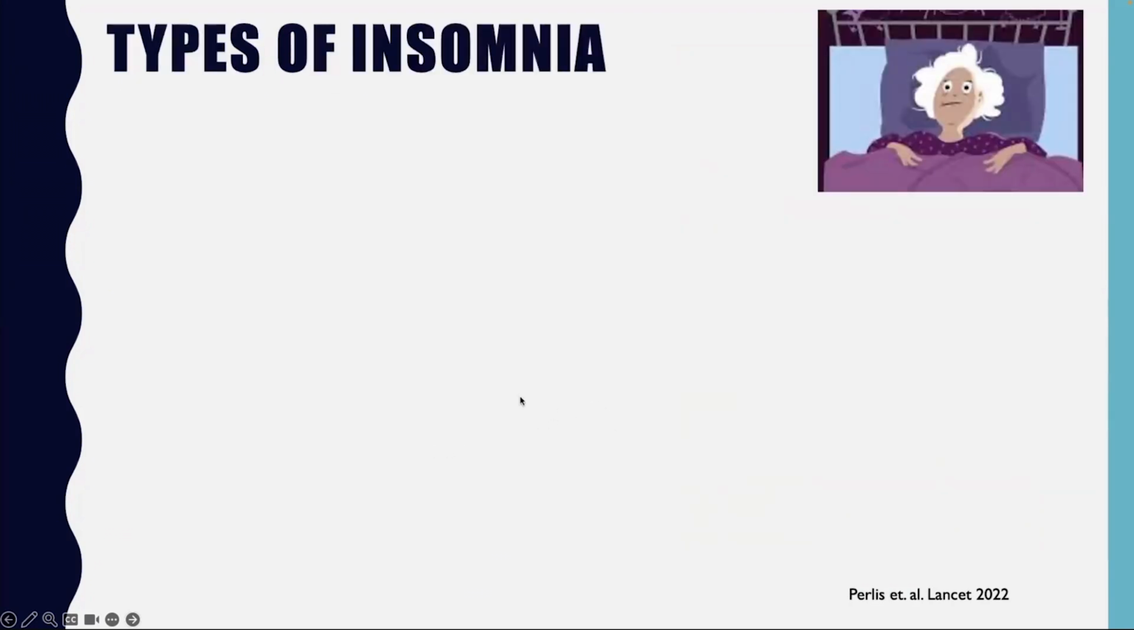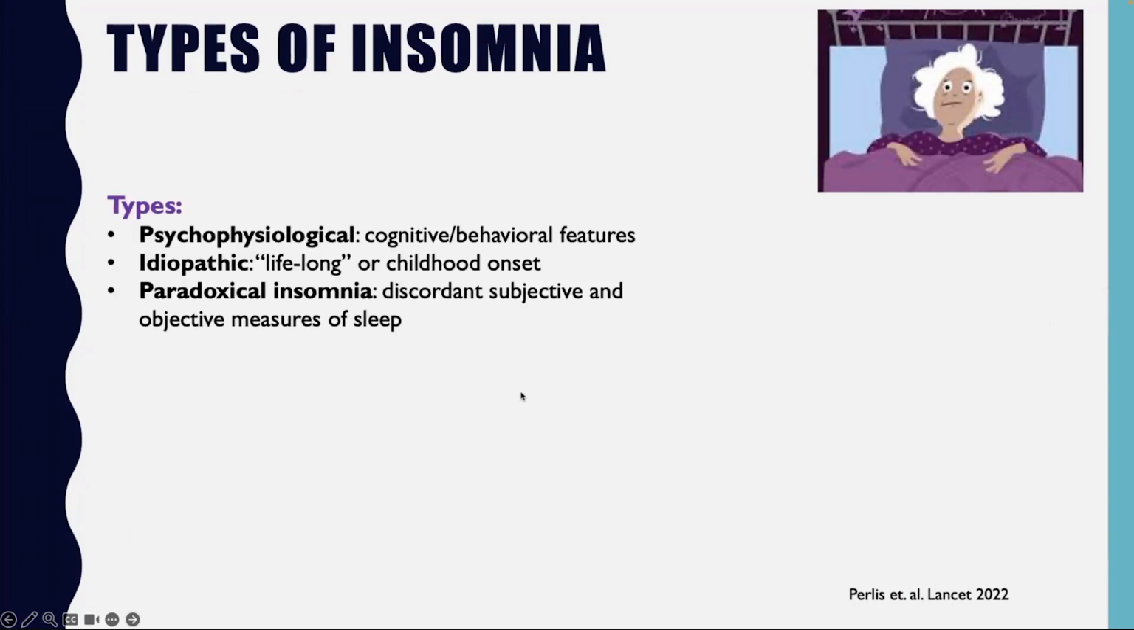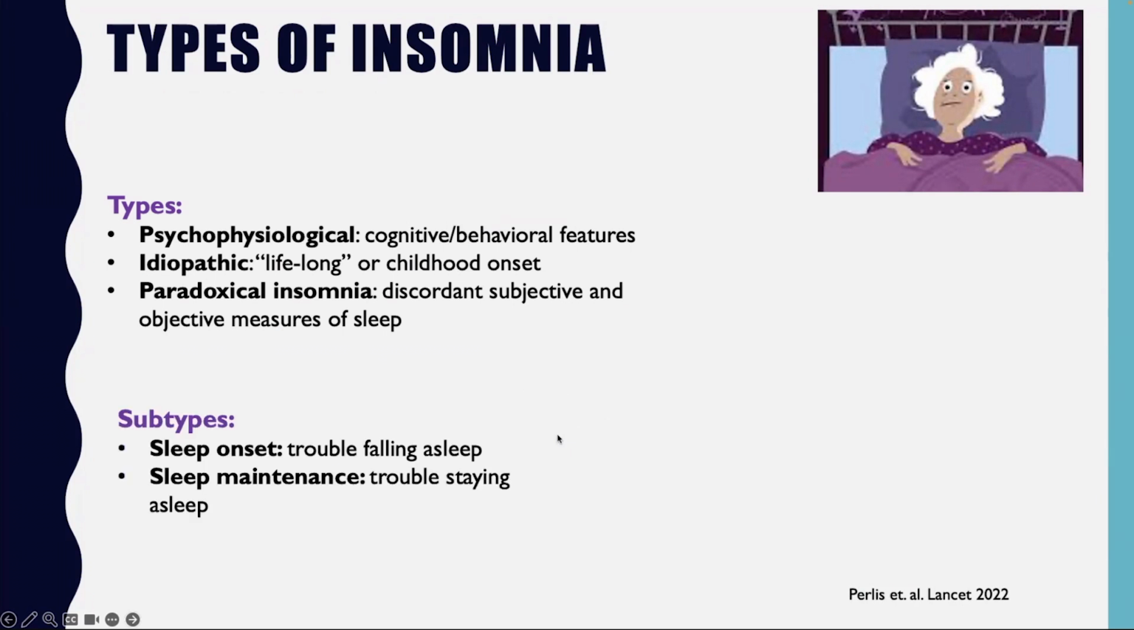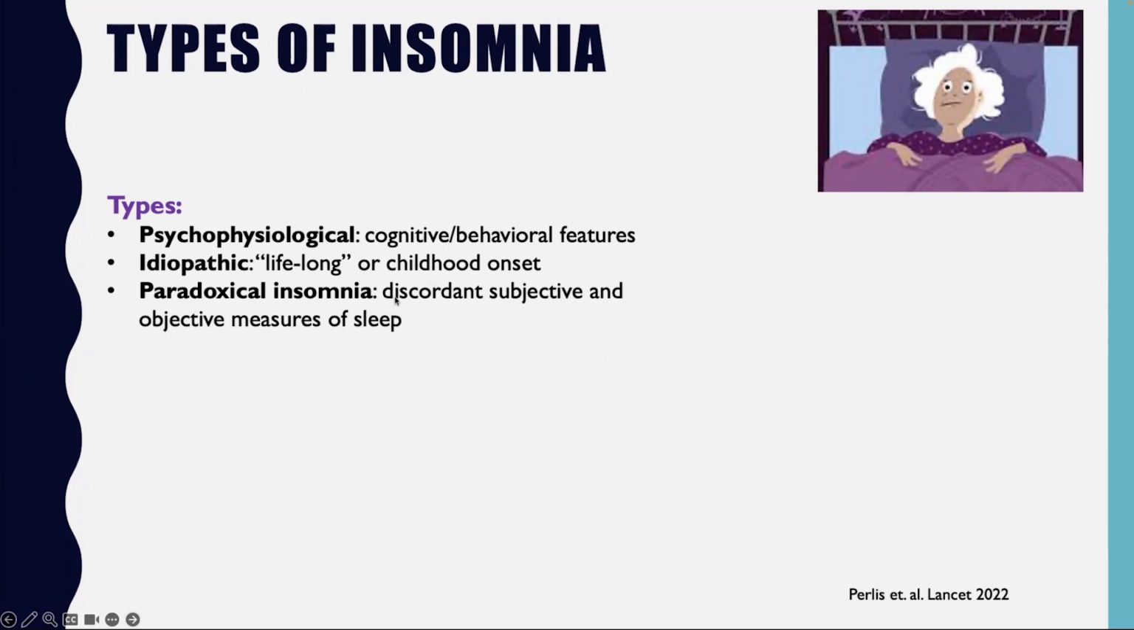There are several types and subtypes of insomnia that are important to delineate. You have psychophysiological insomnia, which has cognitive behavioral features, idiopathic or lifelong or childhood onset insomnia, and paradoxical insomnia, which has discordant subjective and objective measures of sleep.